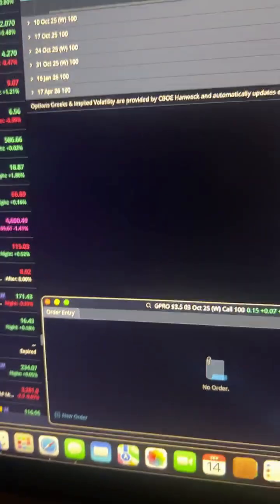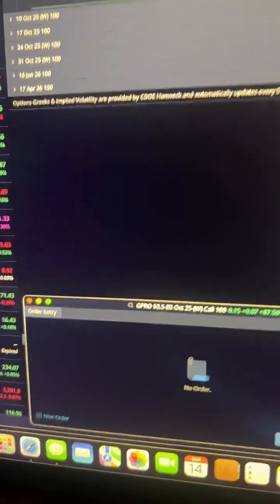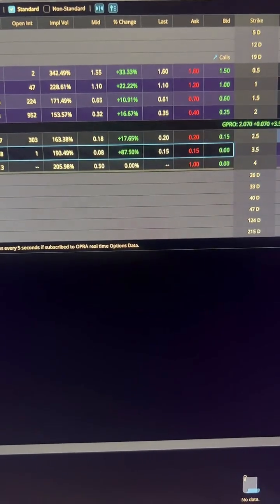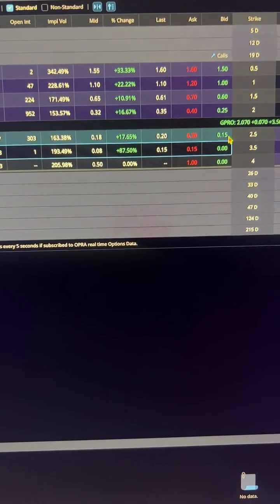Now, because the market is closed right now, I won't be able to enter into a live trade to actually show y'all what it'll look like. You see what I'm saying? Because the market is closed right now, they won't let you buy it. So I just want to go over the basics.